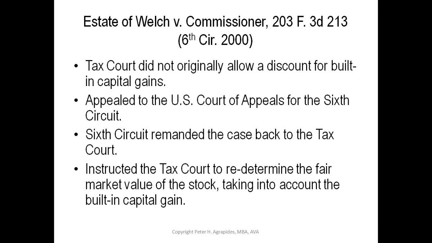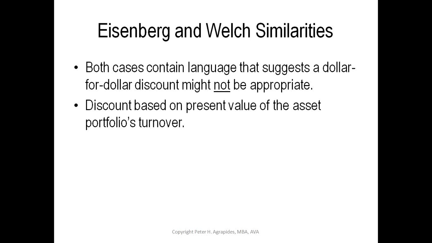Then in 2000, we have Estate of Welch versus Commissioner. The tax court did not originally allow for a discount for built-in capital gains tax. The case was appealed to the U.S. Court of Appeals for the Sixth Circuit. The Sixth Circuit remanded the case back to the tax court and instructed the tax court to redetermine the fair market value, stop taking into account the actual built-in capital gains tax.